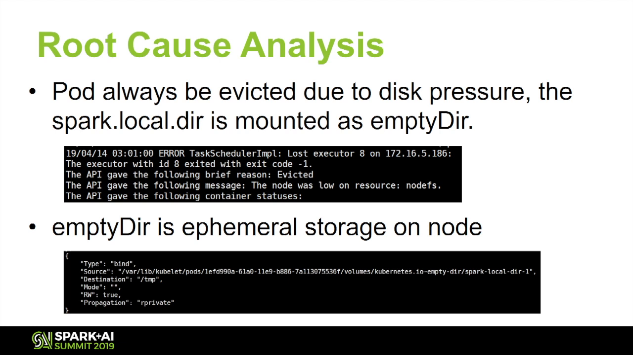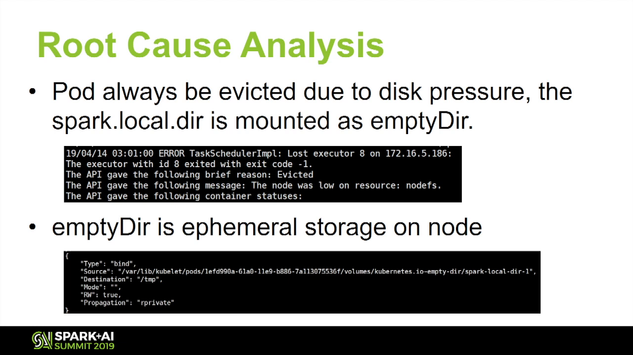So why does this happen? We checked the current Spark code base, and we found that Spark on Kubernetes uses the emptyDir volume for the Spark local storage, and the emptyDir volume from Kubernetes is ephemeral storage, which shares the same life cycle as the pod, and it will use the node file system.